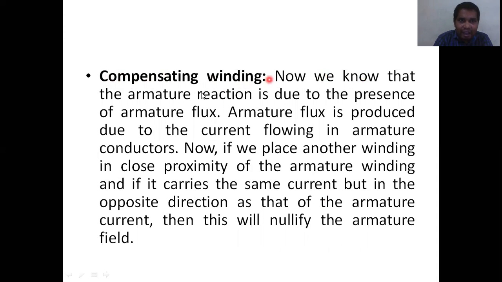We know that the armature reaction is due to the presence of the armature flux. When the armature conductor carries the current, the armature flux is there. So due to the armature flux, armature reaction. The armature flux is produced due to the armature current. So what we do now, if we place another winding in close proximity of the armature winding, and we give the same current of armature but in the opposite direction, so what will happen?